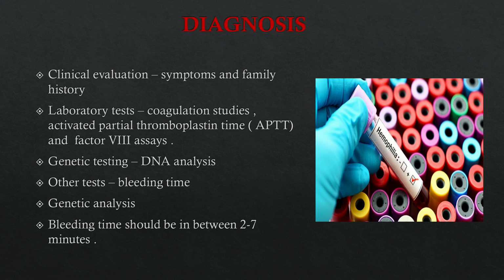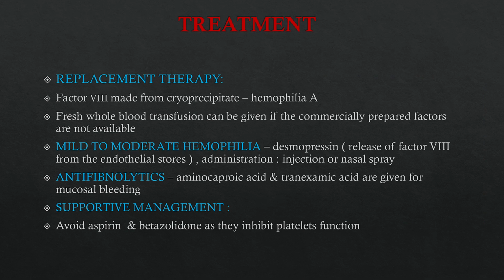Diagnosis: clinical evaluation, symptoms and family history, laboratory tests like coagulation studies, activated partial thromboplastin time, and factor 8 assay. Genetic testing includes DNA analysis. Other tests like bleeding time and genetic analysis. Bleeding time should be between 2 to 7 minutes.